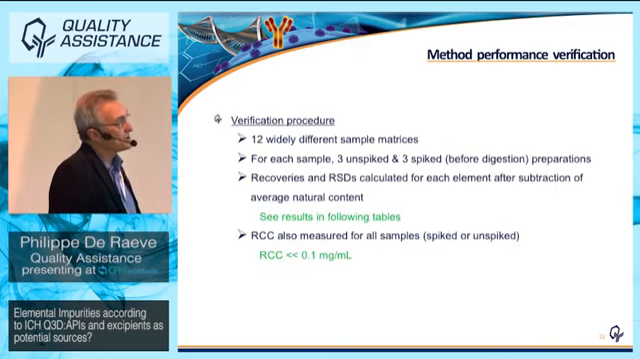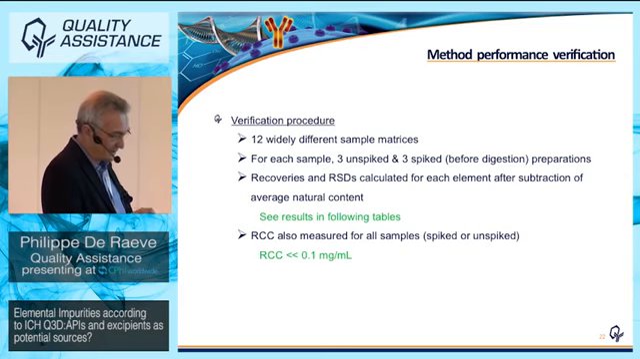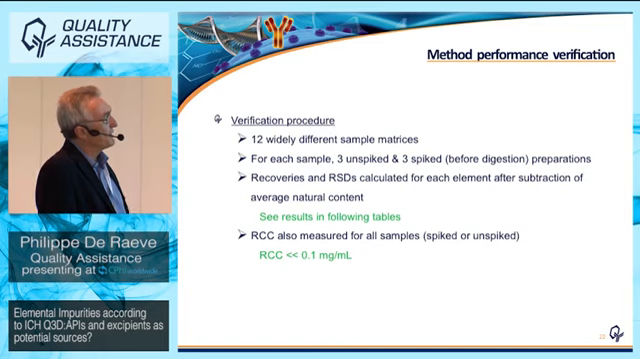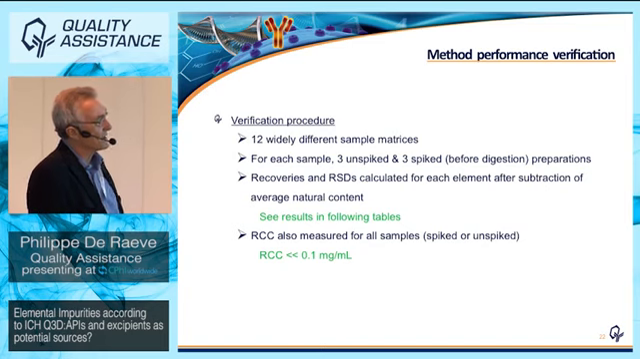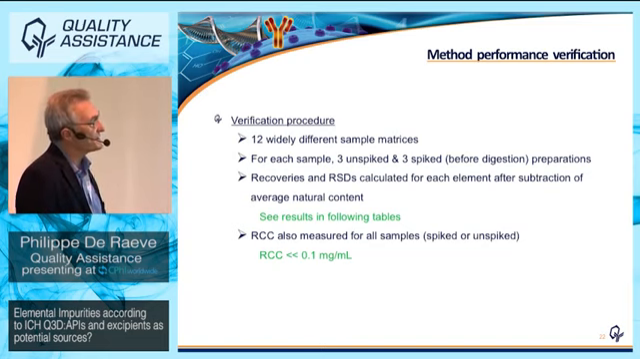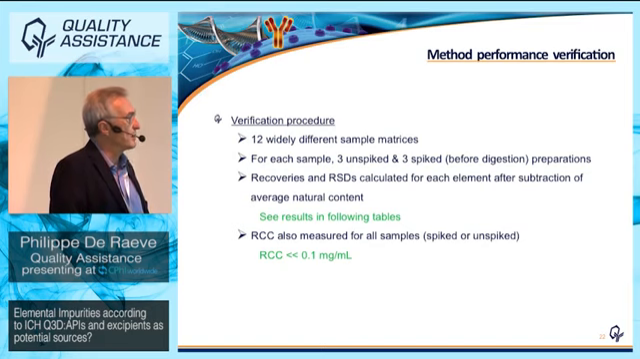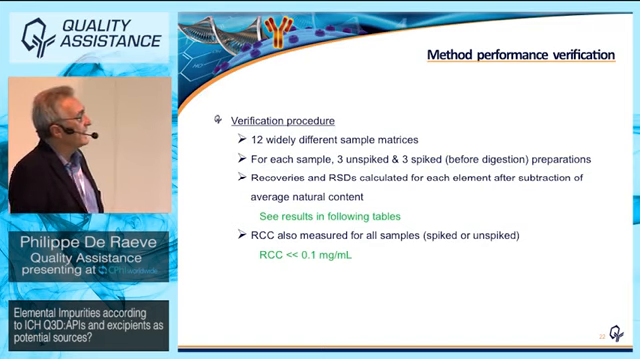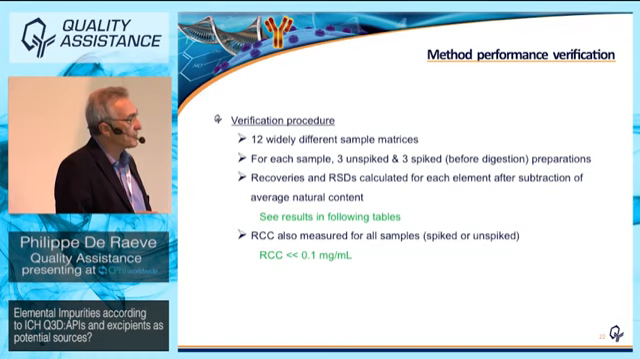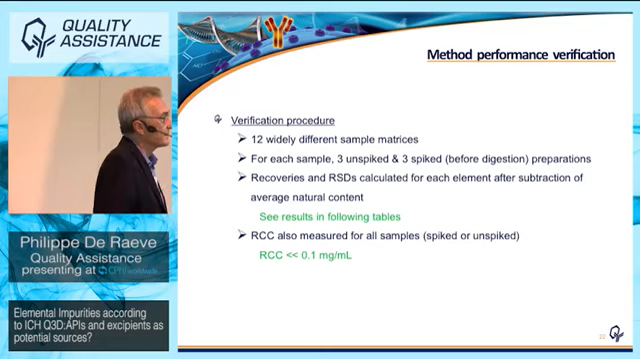Now, we verified also the performance of the method with 12 different matrices. For each sample, we prepared 3 unspiked and 3 spiked samples, and we measured the recoveries and RSDs of all elements. The result will be presented in the next slide. And we also checked that the residual carbon content was always less than 0.1 milligram per ml.